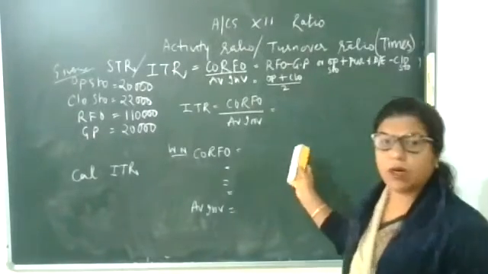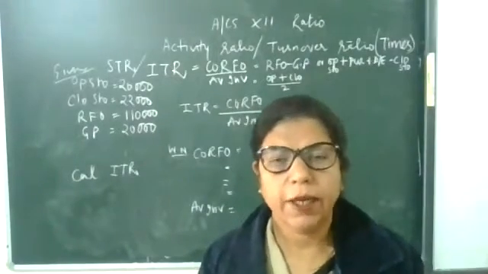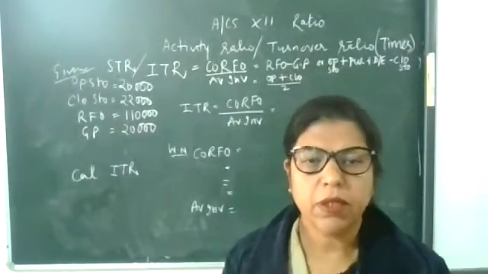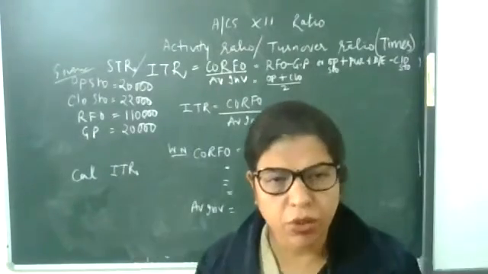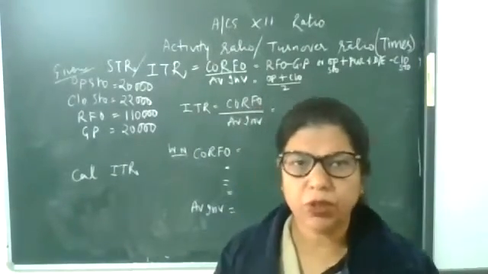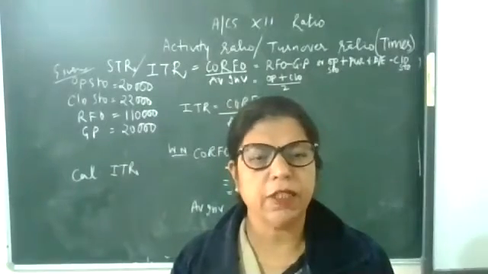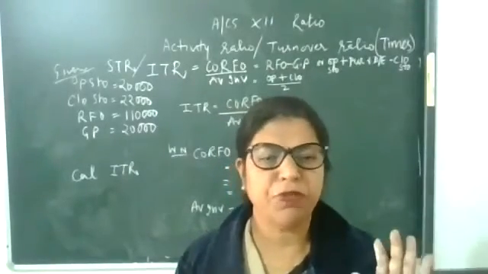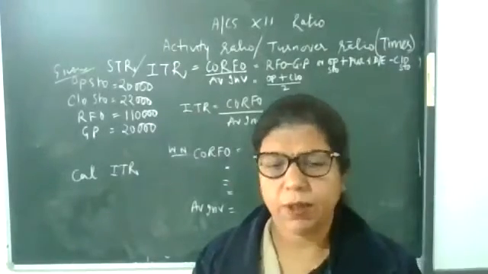See the way how I am doing. I am not changing the formula. I am not changing the method. First of all, what is given? Opening stock, closing stock, or opening or closing inventory. RFO means sales price given. GP means profit given, and they told us to calculate ITR.